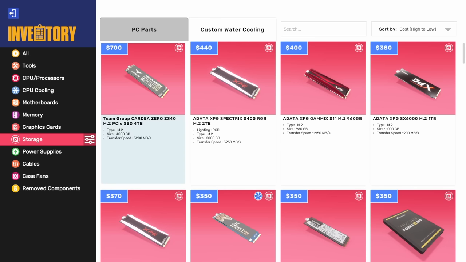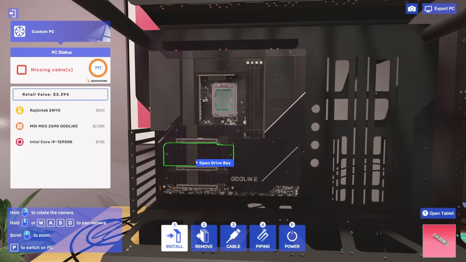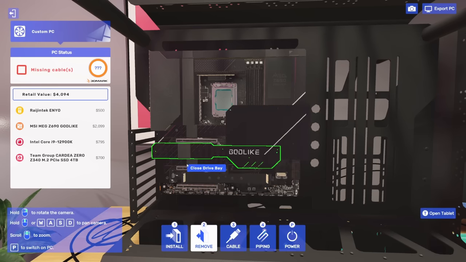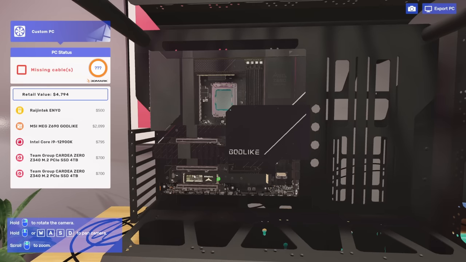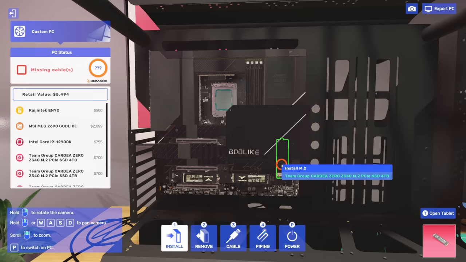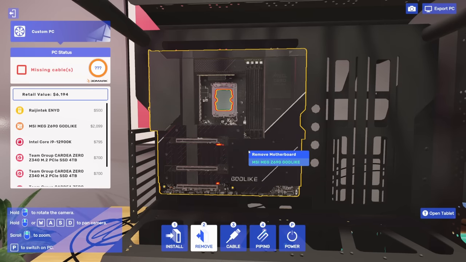Because this was actually added in a late update to the original PC Building Simulator, the Team Group Cardea Zero 4TB M.2 SSD is $700 in this game. I don't remember what it was in the original, but it's $700 here. So we're going to go ahead and slap as much of that in as we can. Let's put one here, and let's put three here. One there. One there. And maybe another one here. So we're up to four of those.